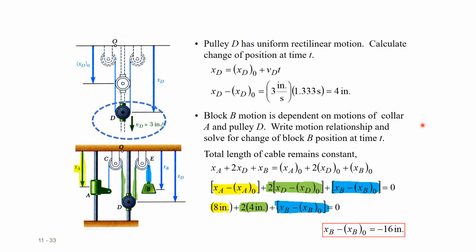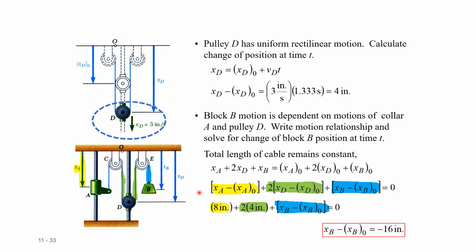Get your highlighter out. We have one cable holding A up, okay? So this is the yellow piece. We have 2 cables holding D up. See that 2 on here? That's the green piece. And then it's only 1 cable holding B up. So change in x over here, 1, 2, 1 is the ratio we're looking at here.